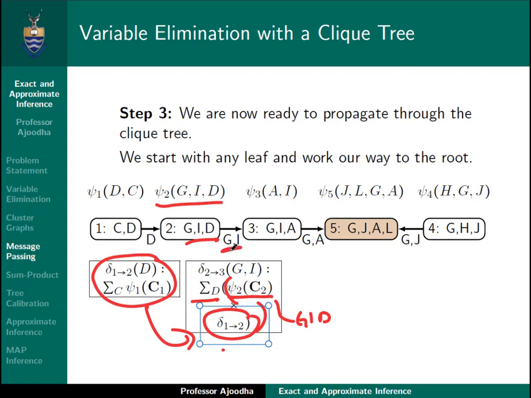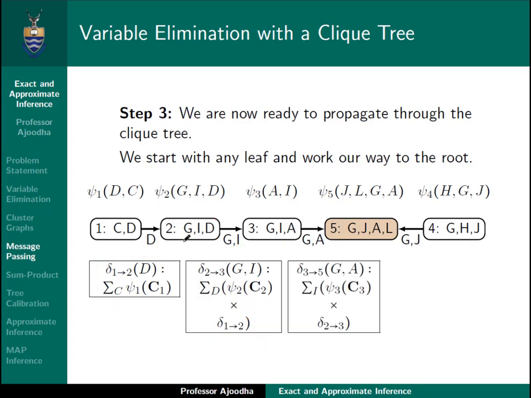Why? Because D is not in the subset that's going to be passed across. So we need to get rid of D so that we only have the variables in the subset. And that'll be my second message, so 2 to 3. We then do that again, so I pass this one across, pass this one across.